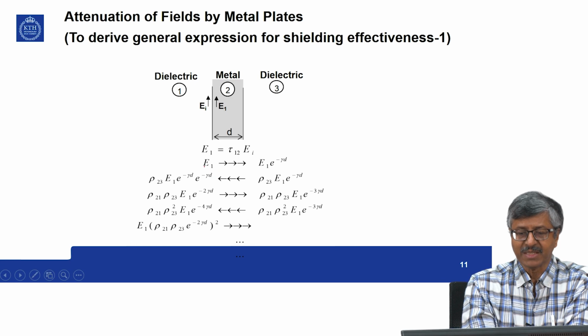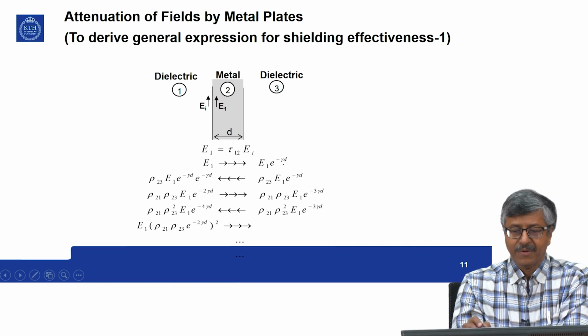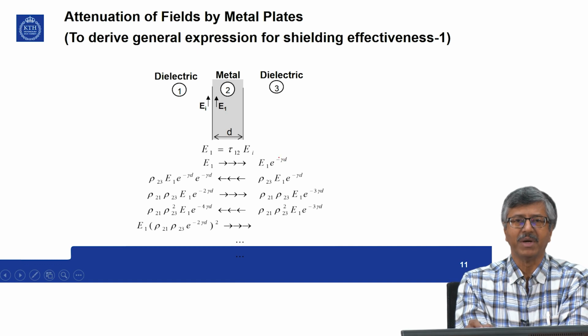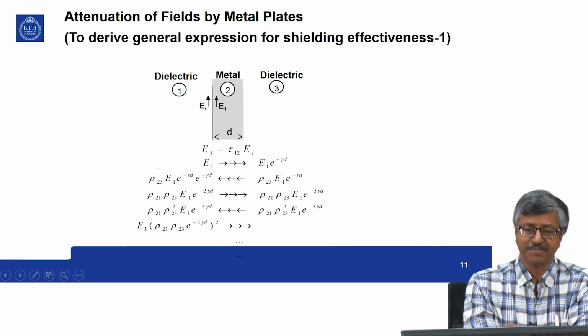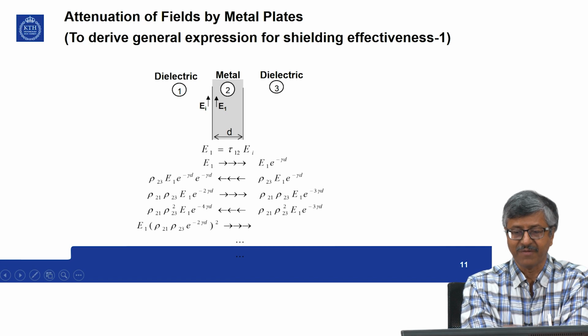E1 is propagating across, and as it is propagating, it is getting attenuated, and by the time it reaches the left of this boundary, you can say that it is E1 e to the power of minus gamma d, where gamma is the propagation constant. After this, the wave will be reflected back, at least part of it. Part of it will go out and part of it will be reflected back.